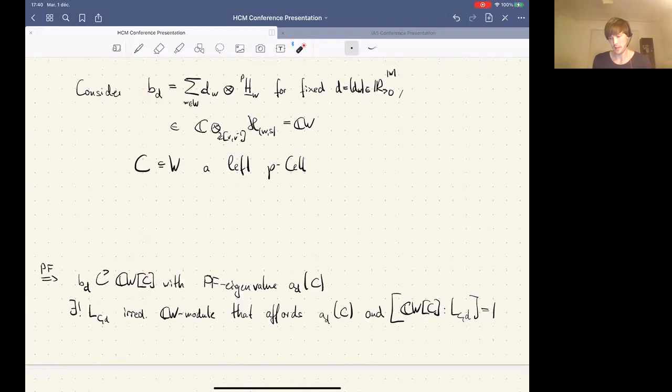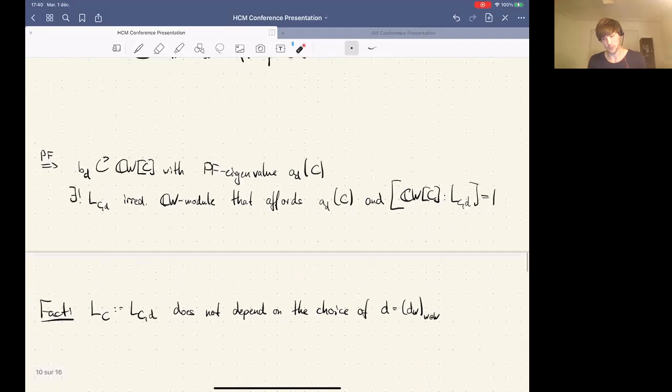And then we know that when we decompose this cell module in terms of irreducible modules for our Weyl group, there will be a unique irreducible module that actually affords this Frobenius-Perron eigenvalue. And since the Frobenius-Perron eigenvalue has algebraic multiplicity 1, we also know that the corresponding irreducible module, which I want to denote by L subscript C, D, occurs with multiplicity 1. So all this is an immediate application of Perron-Frobenius. And all this is already pretty nice, but it gets much better.